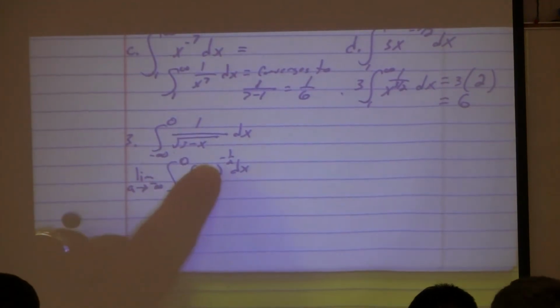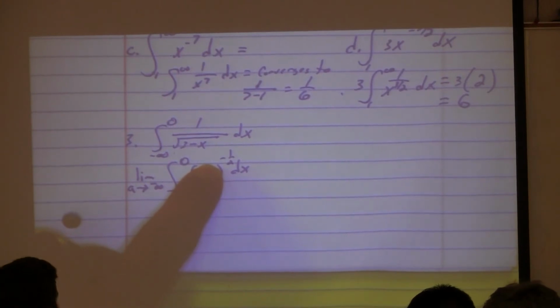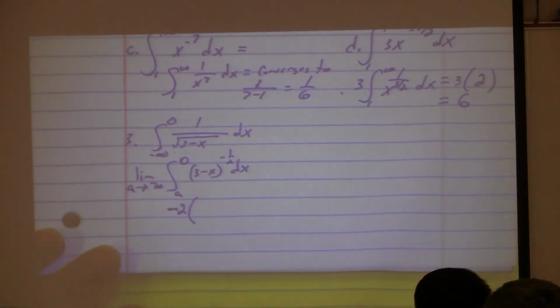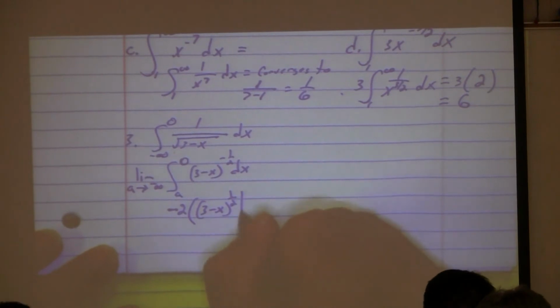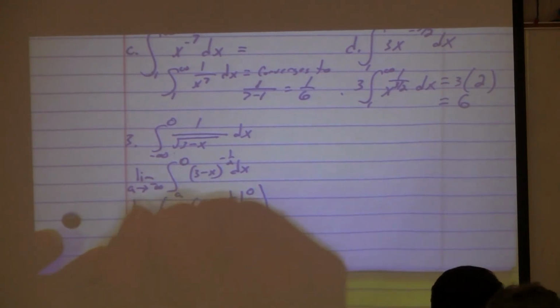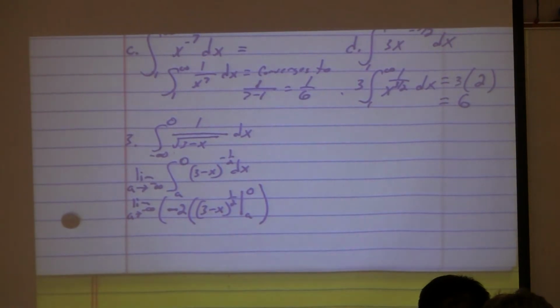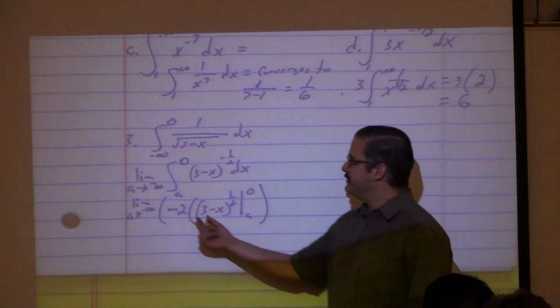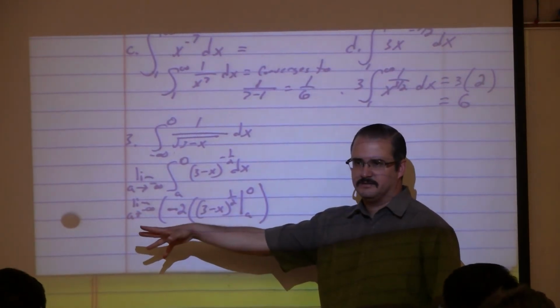And now we think of it as u to the negative half. So what would it be? It would be 2 u to the positive half, times 2. So we're gonna have negative 2, add the parentheses, and then 3 minus x to the positive half, evaluated from A to 0. And we want the limit as A goes to negative infinity. Are you with me? Leave a space between the constant and the other part so you can put the parentheses there. You can throw that constant out. Does that make sense?